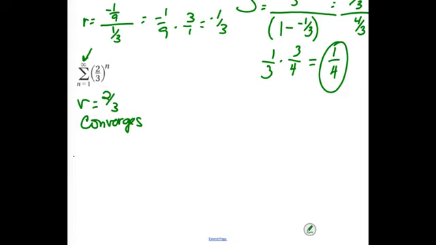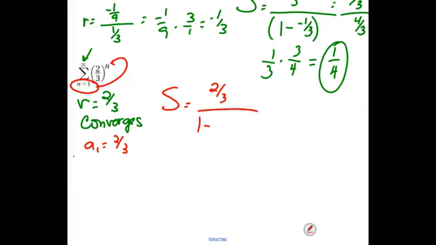In order to do that, I have to know my first term. So my first term is whatever I get when I plug this first number in. So I'm plugging a 1 in for n, 2/3 to the first power, 2/3. So my first term is 2/3. My R value is also 2/3. So when I do the summation, I have first term divided by 1 minus R. What's 1 minus 2/3? What's 2/3 divided by 1/3? 2/3 times 3. 2.